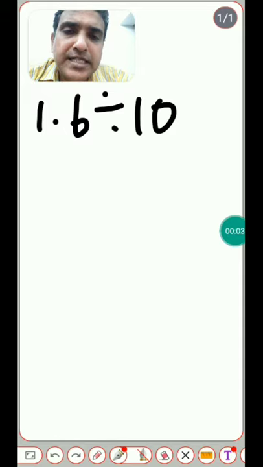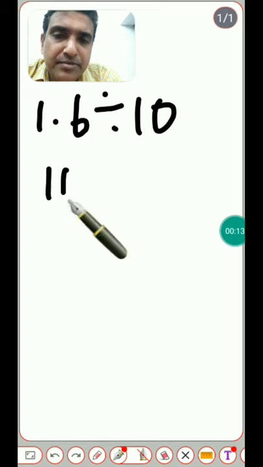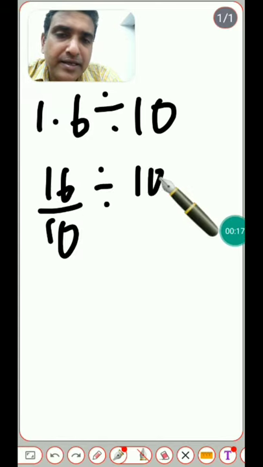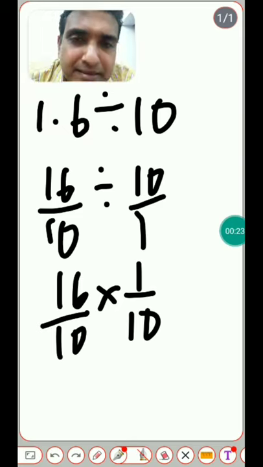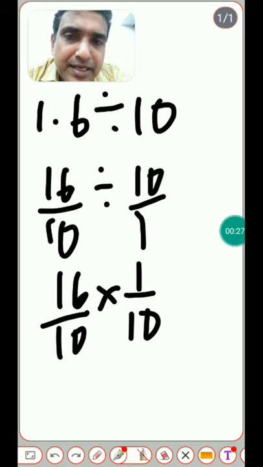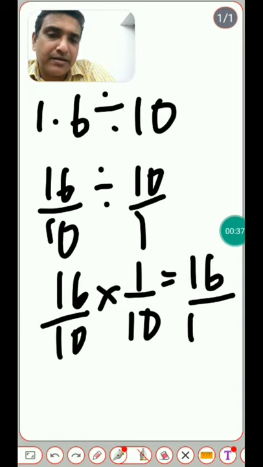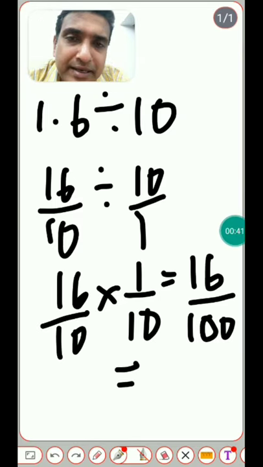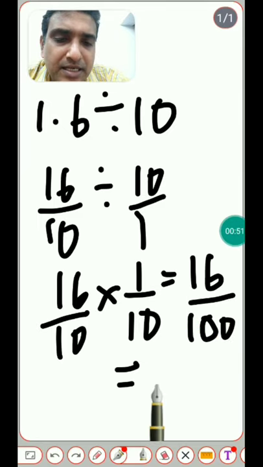Next one, 1.6 divided by 10. Division by 10. So we can follow the same pattern. That is 1.6 can be written 16 by 10 divided by 10 by 1. So 16 by 10 into 1 by 10. See, here no other number other than 10, so you can multiply 10. That is 16 into 1, 16 by 10 into 10, 100. So 16 by 100. So the denominator is 100, so you can shift the decimal places easily. That is from here, 1, 2. So what is the answer?